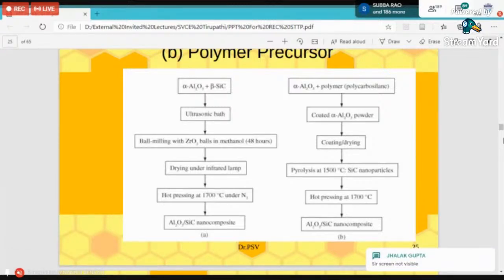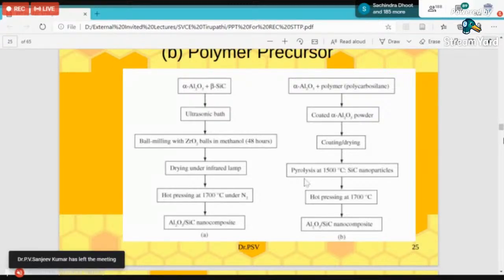Extensively, in many places we are using stresses. Extensively, in many places we are using strength. So that is very important. You have to know it. Then the second process is another type. How can the same aluminium oxide silicon carbide nanocomposite be made through another type of technique? That technique is called the pyrolysis technique and hot pressing. There are two separate techniques being used here. These two techniques are very effectively used for making nanocomposites.